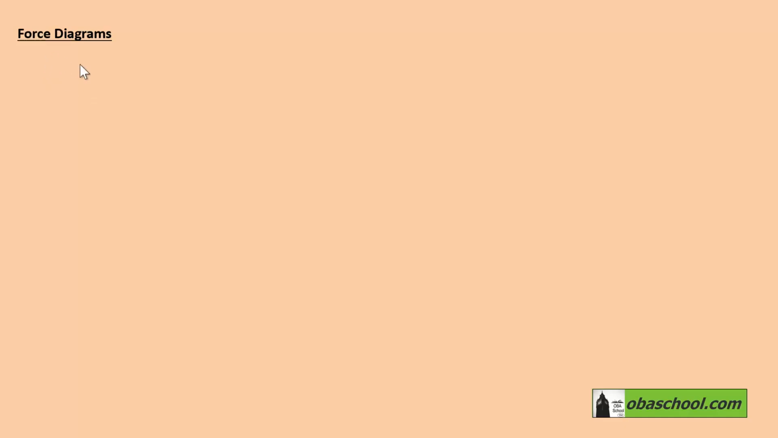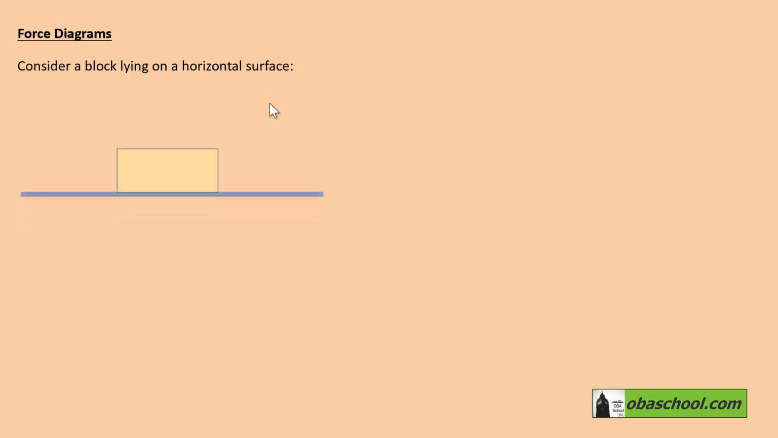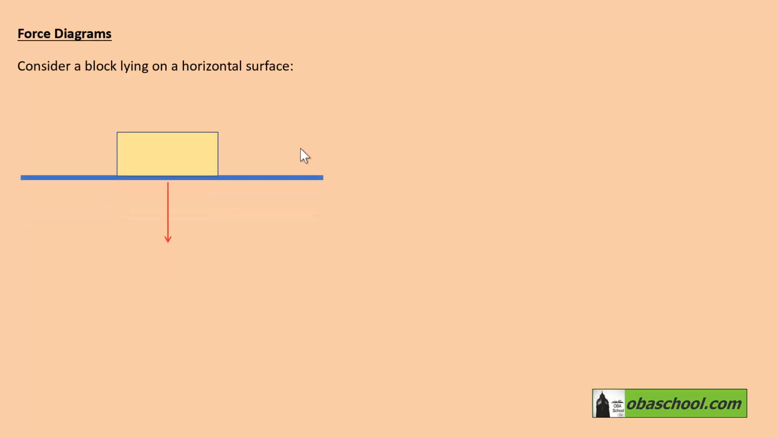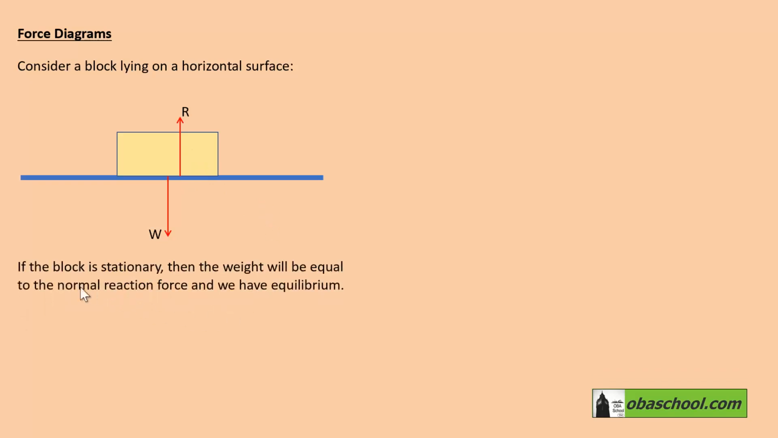Force diagrams. Consider a block lying on a horizontal surface, such as this. The weight of the block acts vertically downwards. There's a reaction force from the surface on the block, pushing upwards. If the block is stationary, or at least if it's not accelerating in any direction, then the weight will be equal to the normal reaction force, and we have what's known as equilibrium.